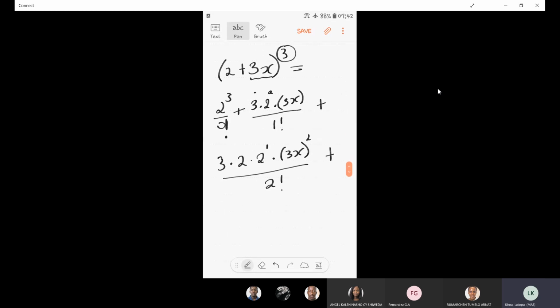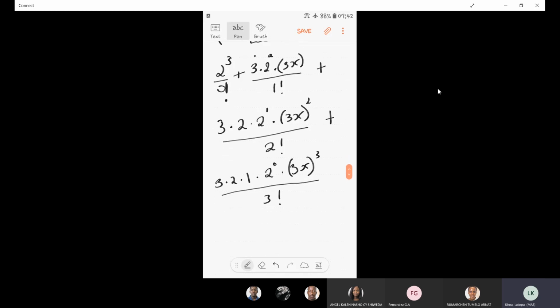This time 1 will come down, so it's 3 times 2 times 1 times 2 to the power of 0, so I'm not going to write it, but I can. 2 to the power of 0 times 3x to the power of 3 over 3 factorial. Okay, now you'll notice I can continue. It's possible because the binomial theorem doesn't really have a stop. You just go on. But if I were to continue, next it's the 0 that would come down.